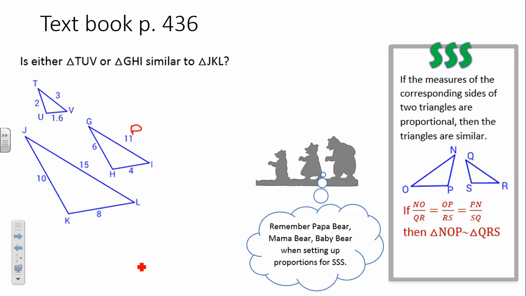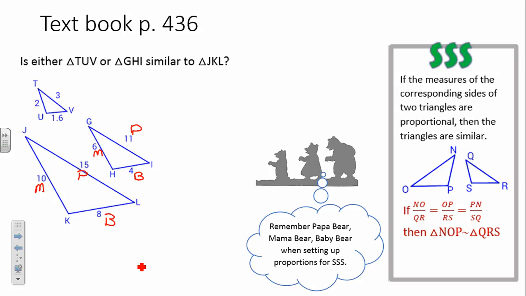GH is my Mama Bear because it's the medium-sized side of the triangle, and HI is the Baby Bear. So once I have them listed in order, now I can do the same thing with the largest triangle, triangle JKL. My largest side of that one is 15. That's my Papa Bear of that triangle. My Mama Bear is the 10, and the Baby Bear is the 8.